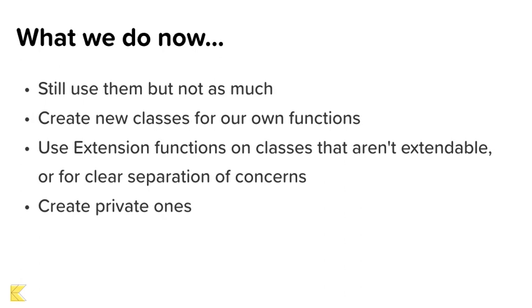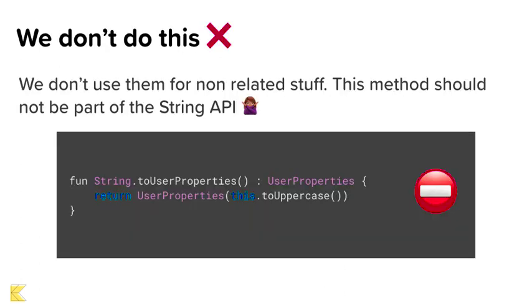So just adding the word private before your extension means that it'll only be scoped to your file and won't be exposed to everything else, like all your modules and everything that consumes your module or API. So what we don't do with this, right? We don't use them for non-related things.